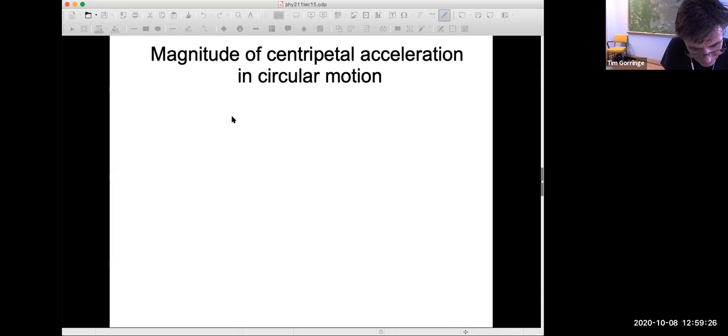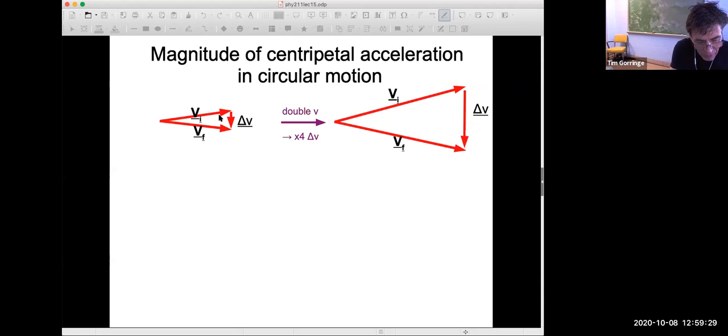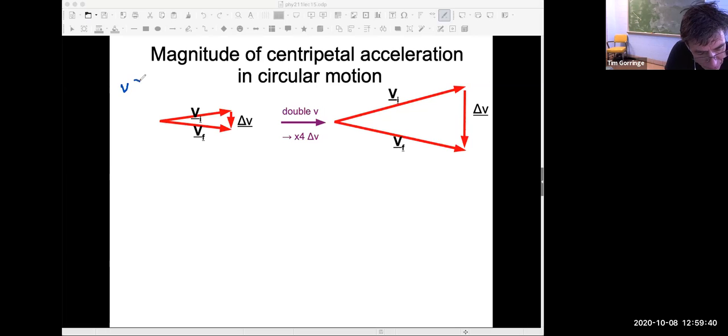So let's see if we can trace that out. Firstly, I was interested in how it depends on velocity, and this little diagram is meant to show you that. What I did was cut and paste this little diagram from the last slide. Upstairs here is that initial velocity, downstairs is the final velocity, and here's the change in velocity. So we can see the change in velocity as the object went around the circular path.